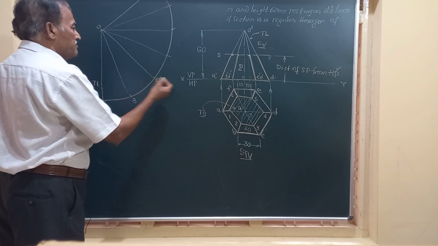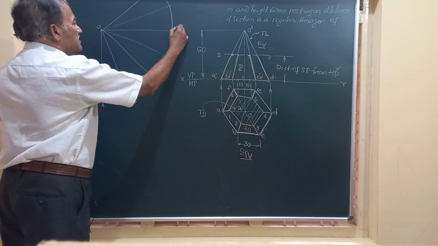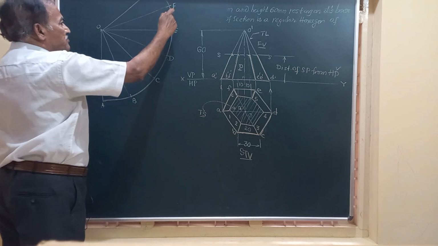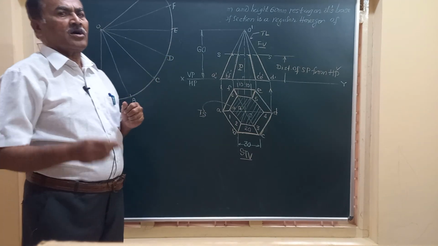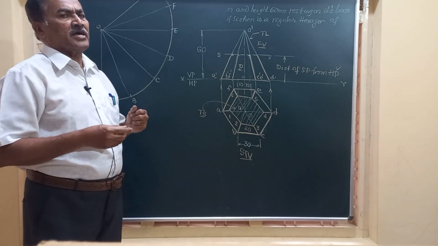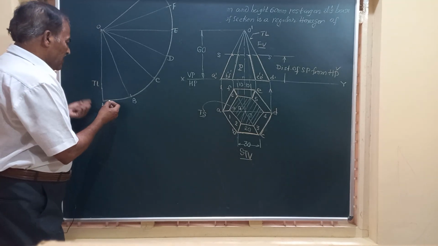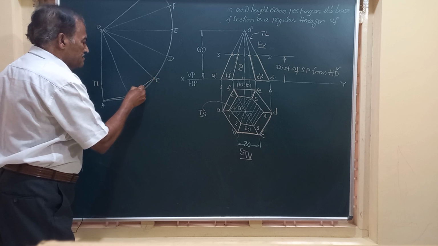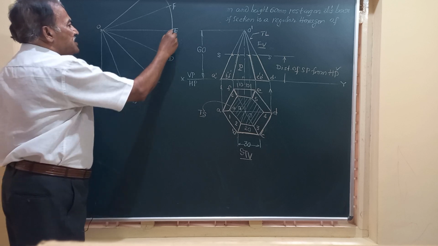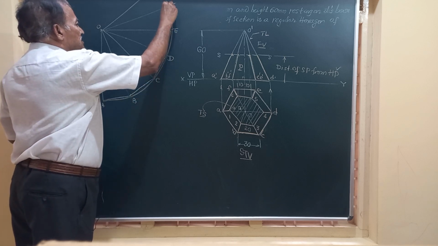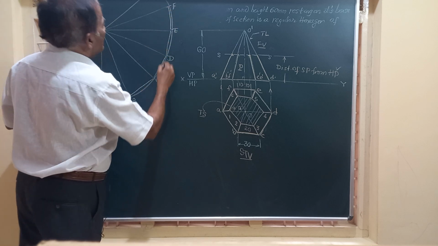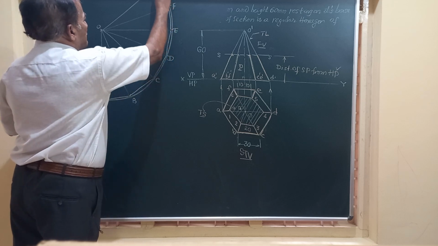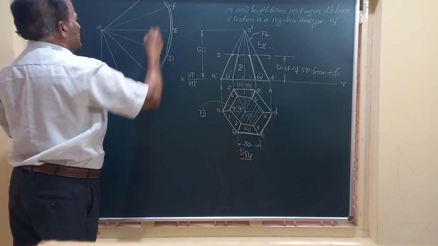We can start from A or B or whatever it may be. C, D, E, F and A. All these base edges for any pyramid are straight edges and you have to join them by straight lines. So friends, I am going to join A to B visible line, B to C, C to D, D to E, E to B, E to F, and then A to F. So all these I am going to join by straight lines, friends.